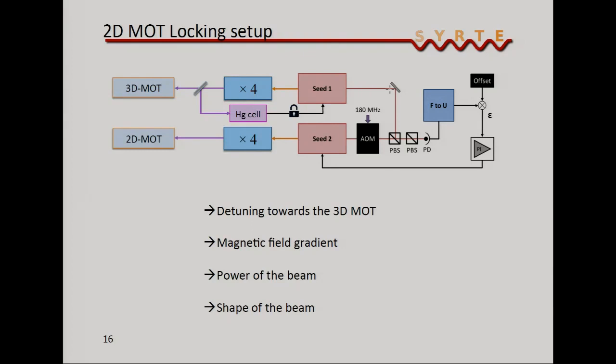And with this scheme, there are few parameters on which we could play. So the first obvious one was detuning towards the 3D MOT by only modifying this AOM here. A second parameter on which we could play was the magnetic field gradient of the 2D MOT. A third parameter on which we could play was the power of the 2D MOT. And finally, the last parameter was the shape of the beam.